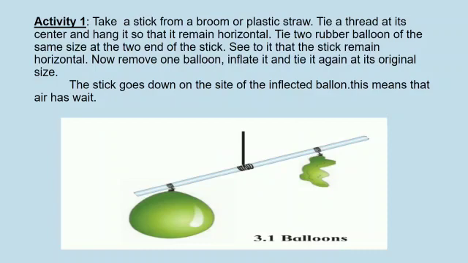Let's do some activity. Take a stick from a broom or a plastic straw. Tie a thread at the center and hang it so that it remains horizontal. Now tie 2 rubber balloons of the same size at the 2 ends of the stick. See to it that the stick remains horizontal. Now remove one balloon, inflate it and tie it again at its original position.